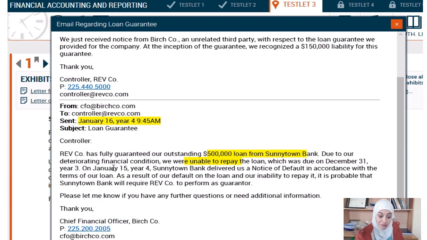On January 15, year 4, Sunnytown Bank delivered us a notice of default in accordance with the terms of our loan. So this company is saying that the bank had sent a notice of default to them. As a result of our default on the loan and our inability to repay it, it is probable that Sunnytown Bank will require RIF company to perform on the guarantee. Please let me know if you have any further questions and need any additional information.